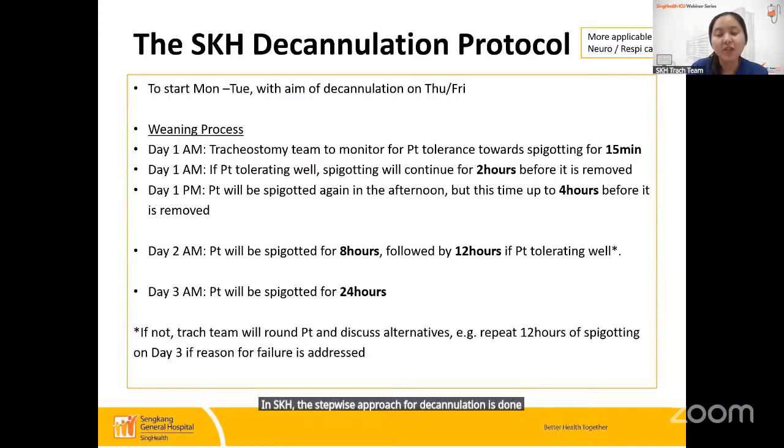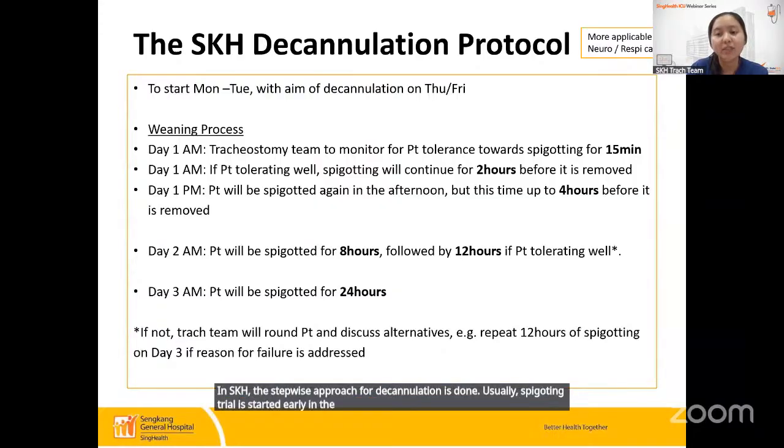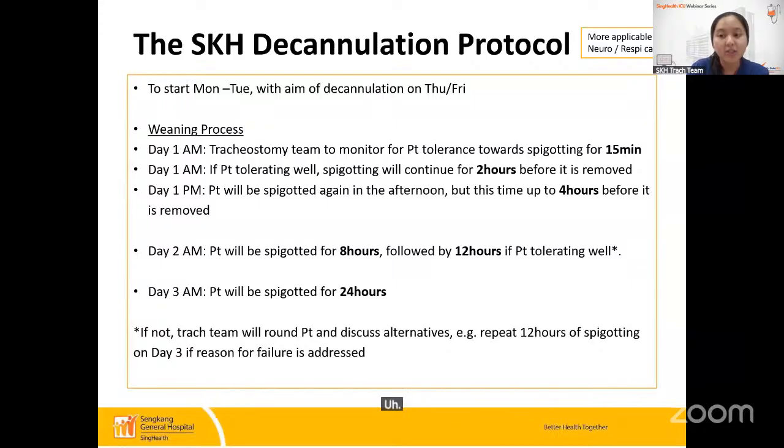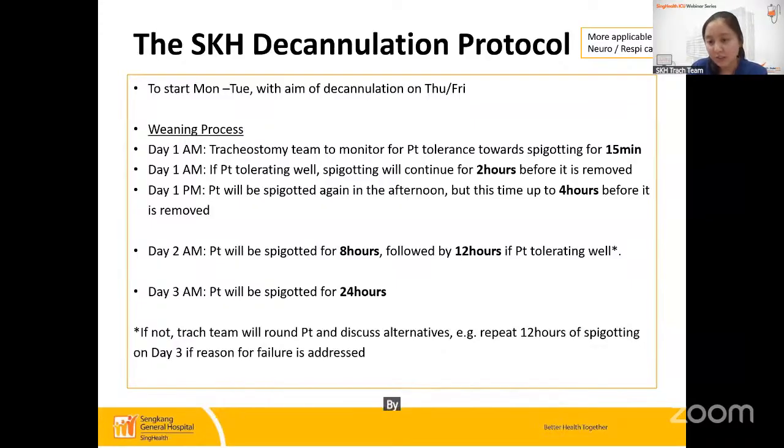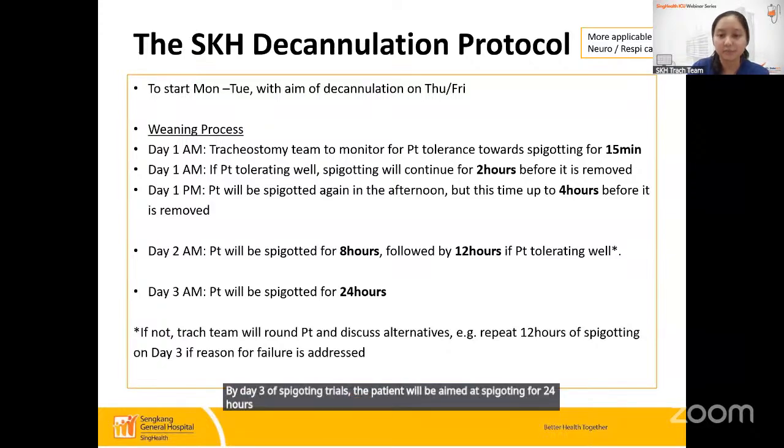Usually, the spigoting trial is started early in the week and targeted to aim for decannulation on the Thursday or Friday of that week. Spigoting trials are usually started at 15 minutes tolerance first and progressively increased over the same day and the next couple of days. By day 3 of spigoting trials, the patient will be aimed at spigoting for 24 hours straight.